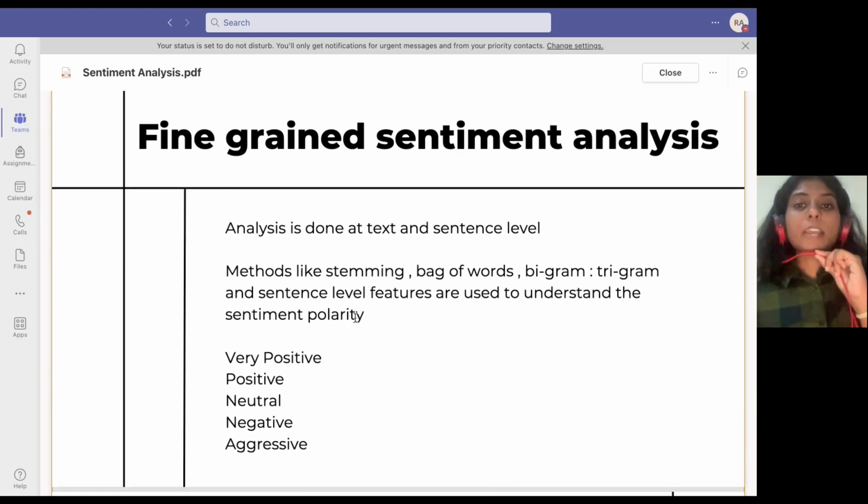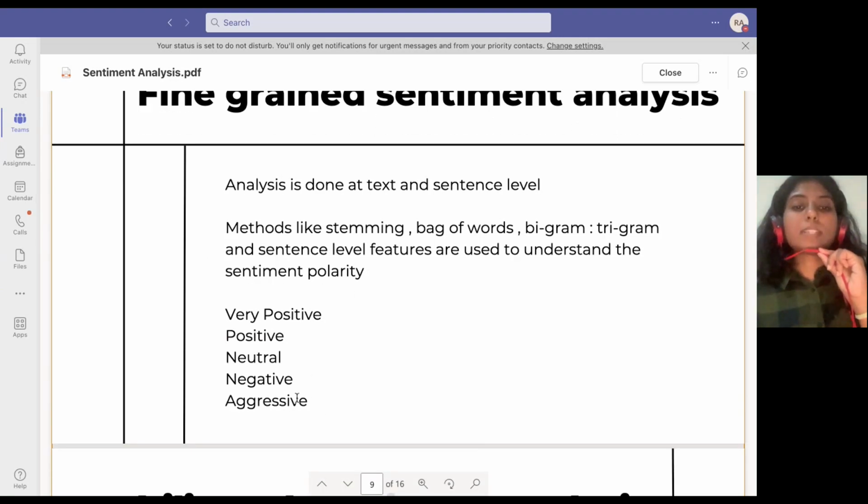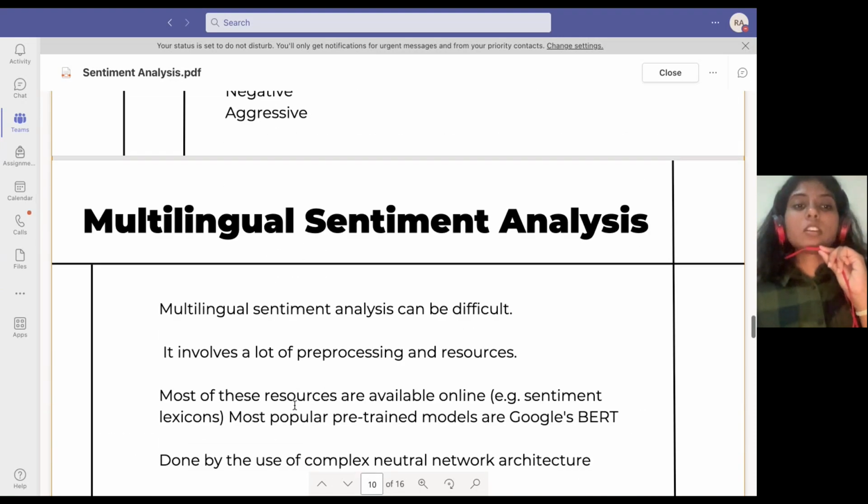Next is fine-grained sentiment analysis. Analysis done at text and sentence level. Methods like stemming, bag of words, bigram, trigram, and sentence-level features are used to understand the sentiment polarity. So these are the various polarities: very positive, positive, neutral, negative, or aggressive. It can also be said as very negative.